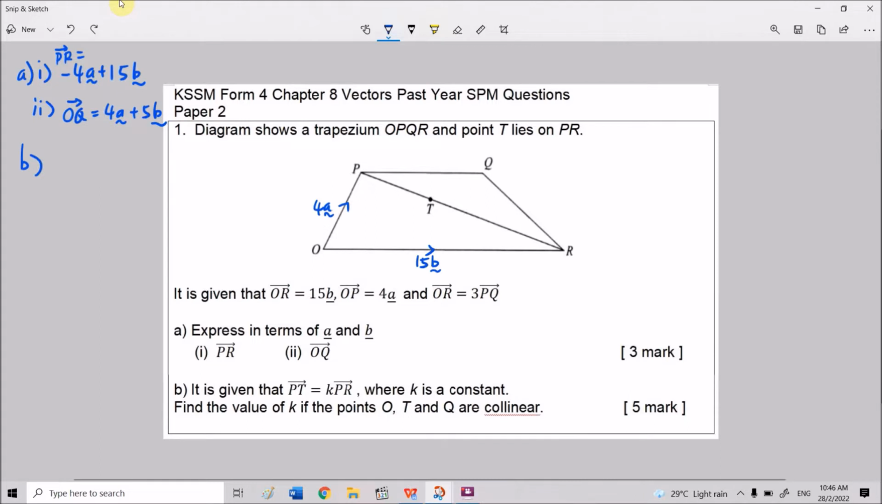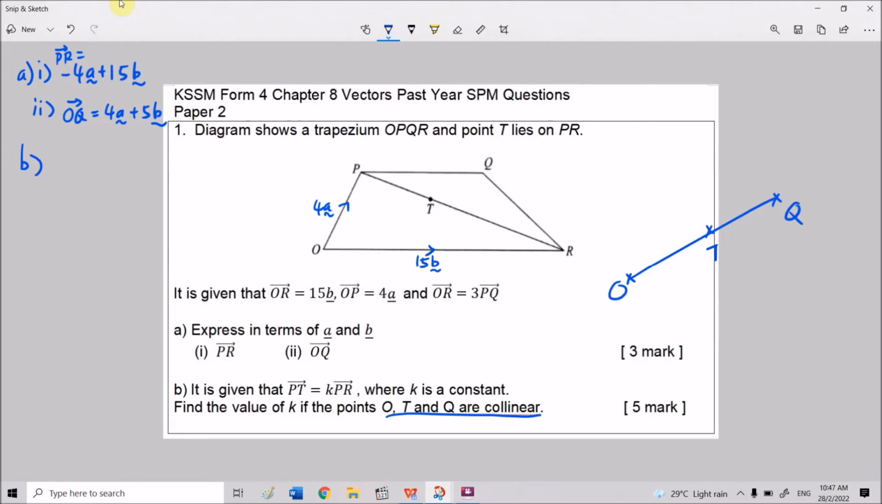If O, T, Q are collinear, in other words, it means they are along one straight line. The 3 points, point O, point T, and point Q, are on one straight line. So usually if this is given, what information can we get from here? If O, T, and Q are collinear, there's a lot of information we can get.